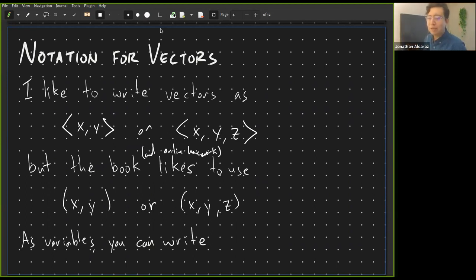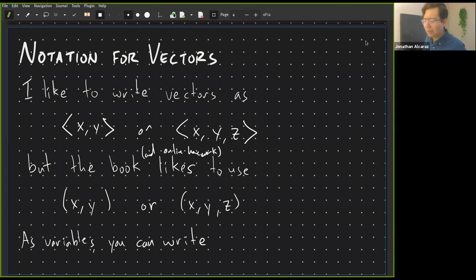Now, why do I like to use the pointy brackets? Because I feel like the parentheses should be reserved for when we're talking about points, and the angle brackets should be reserved for when we're talking about vectors. But in the book, they conflate those two, and I'll talk about what I mean when I talk about the difference between a point and a vector. A lot of the time they just mash those two concepts together and say a vector and a point are basically the same thing. I'll talk a little more about why we can do that in just a second.